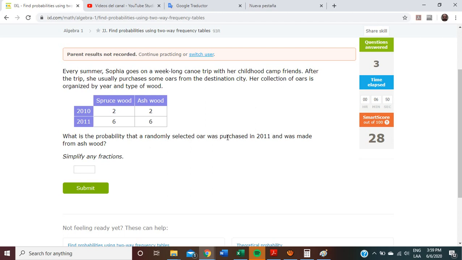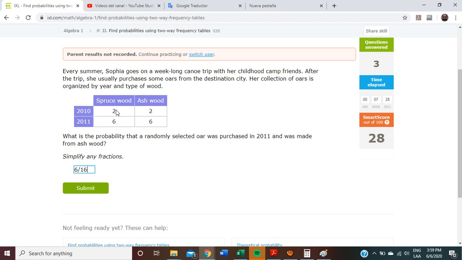So the key is 2011 and Ashwood. 2011 is right here and Ashwood is this one right here. So the number that we're looking for is number 6, right? 6 out of how many? Okay, you need to add all of these things. 6 plus 6, 12, plus 2, 14, plus 2, 16.